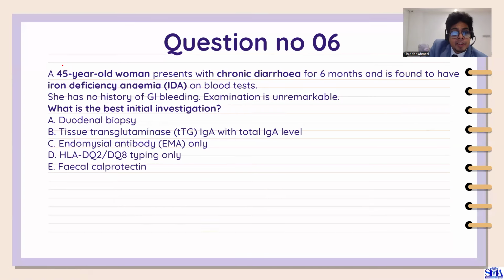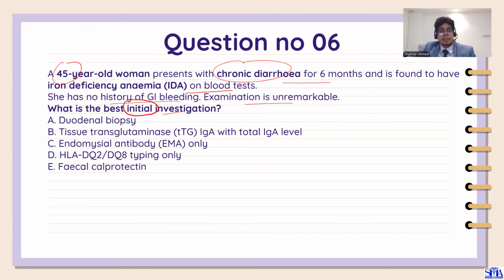Okay, a 45-year-old presents with chronic diarrhea for 6 months. Here is the thing: diarrhea, remember last day, acute diarrhea, chronic diarrhea, watery diarrhea, bloody diarrhea. Always remember like that. Now found to have iron deficiency anemia on the blood test. No history of any GI bleed. Very important point. Examination unremarkable. What is the initial investigation? You can start answering now.